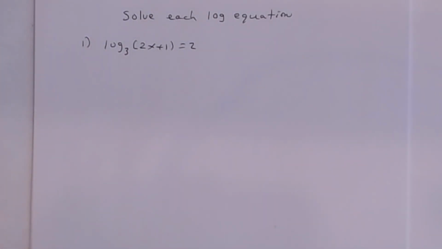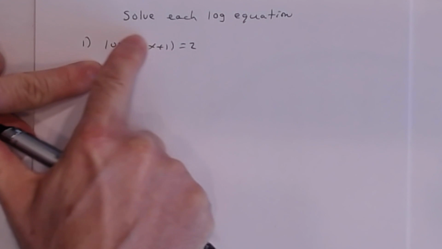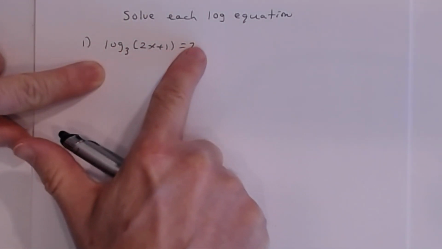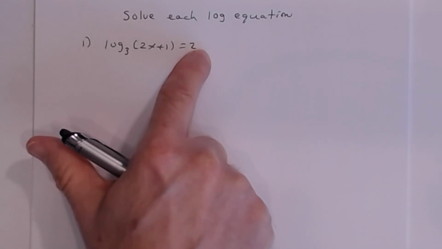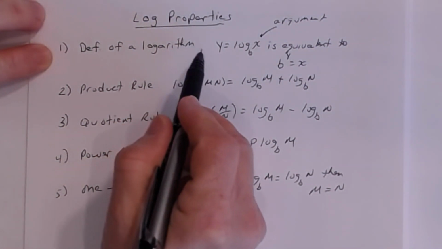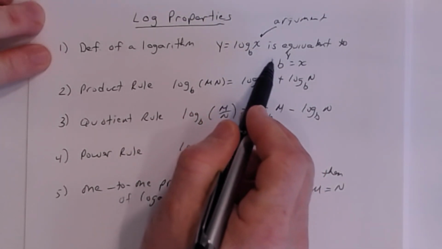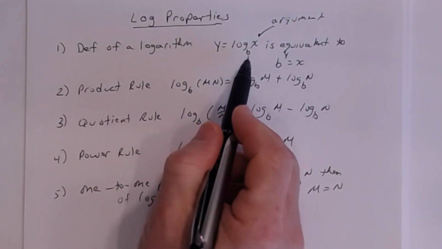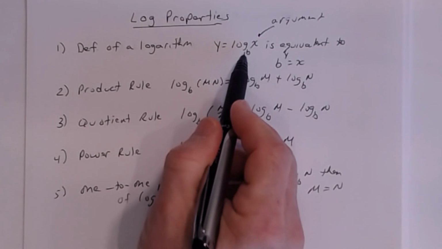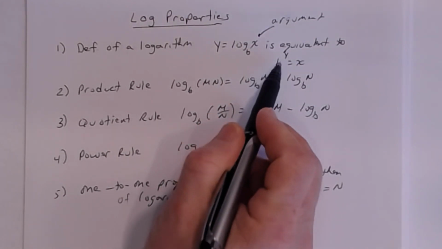Now notice, in every problem we do, it's going to end up looking like this. Where you have the log on one side, and you're going to have, in our cases, a number on the other. And whenever you have a log on one side, you're going to use number one, the definition of a logarithm. So you're going to change a log equation to an exponential. Remember, how you say it, base raised to this power equals the argument. So b to the y equals x.